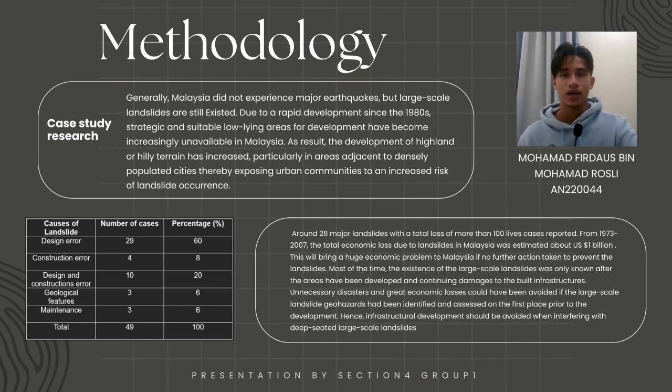Based on data, around 28 major landslides with a total loss of more than 100 lives were reported. From 1973 until 2007, the total economic loss due to landslides in Malaysia was estimated at about $1 billion USD. This will bring a huge economic problem to Malaysia if no further action is taken to prevent landslides. Most of the time, the existence of a large-scale landslide was only known after the areas had been developed and infrastructure damage had occurred.